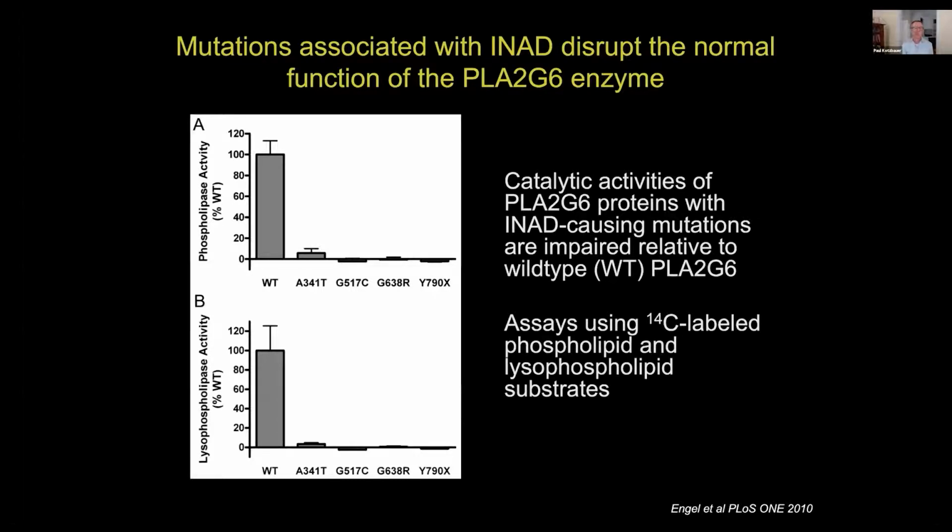Many years ago, we used radio-labeled phospholipid substrates to measure the activity of the enzyme. And when we look at the wild-type enzyme, we can see easily measurable activity. If we look at recombinant protein, where we've introduced mutations that have been found in INAD patients, we find that the vast majority of them are deficient, that they have very poor activity in these assays using radio-labeled phospholipids.